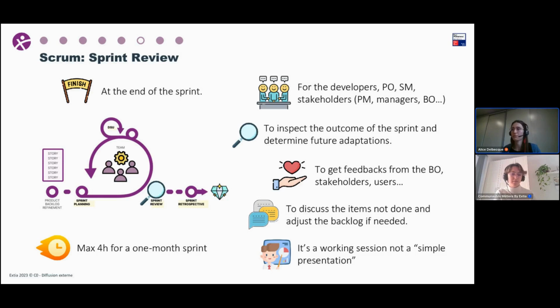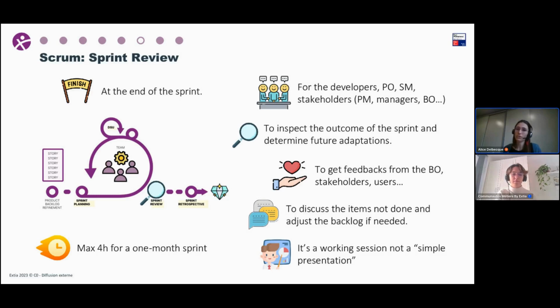And the aim is really to inspect all the work done during the sprint. So usually there is a demo. It's really important to organize the demo to show to the stakeholder what has been implemented. And it is also a really good opportunity to get feedbacks from all the stakeholders, the key users, etc.